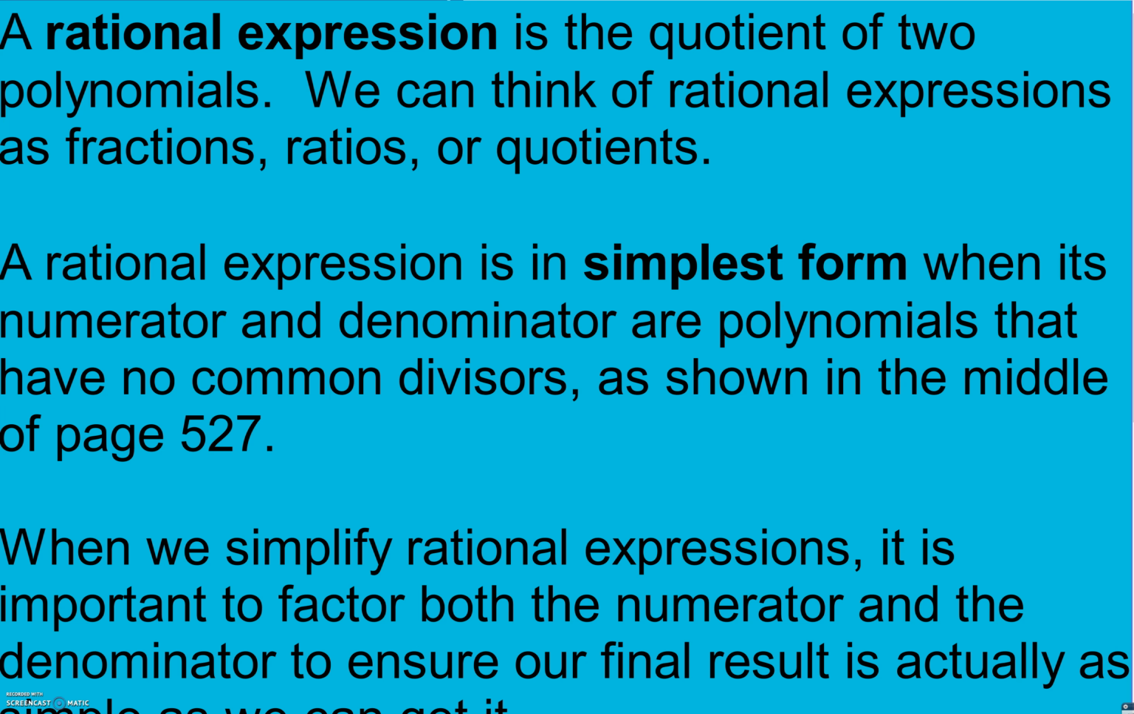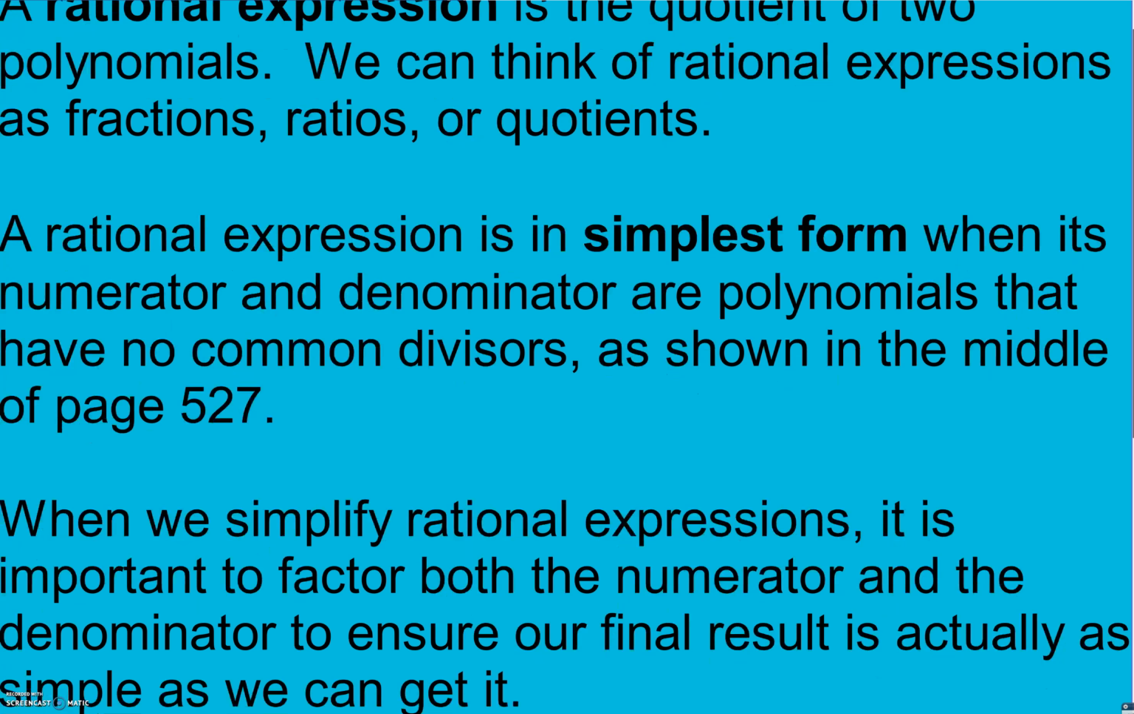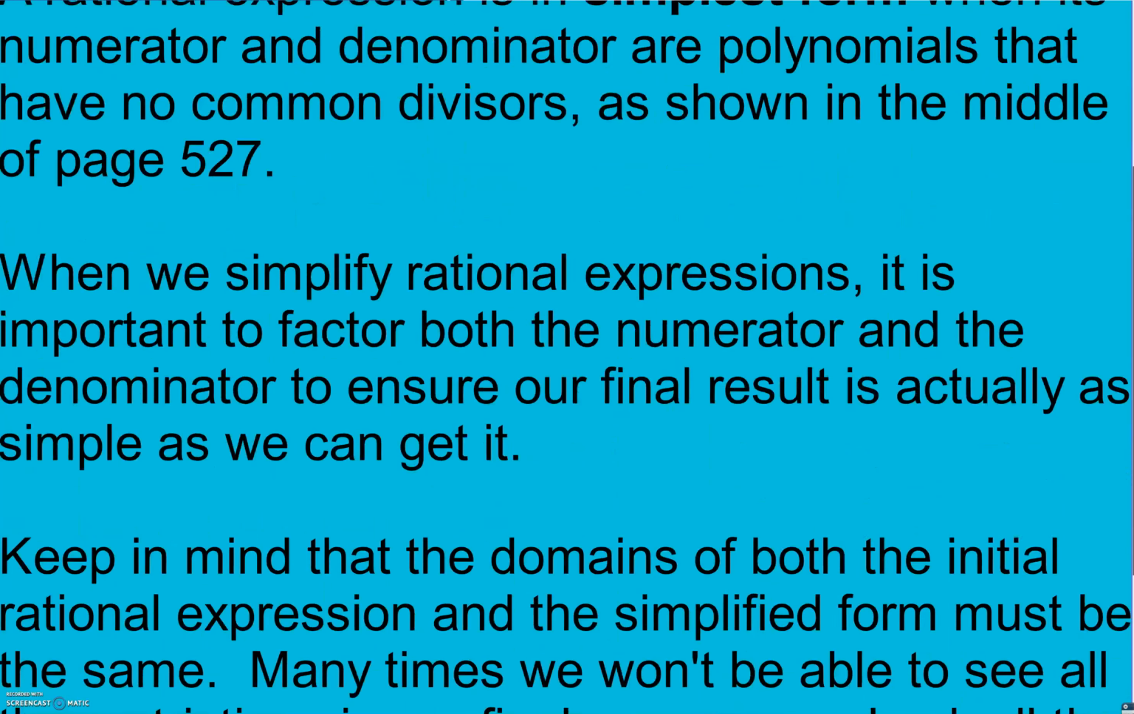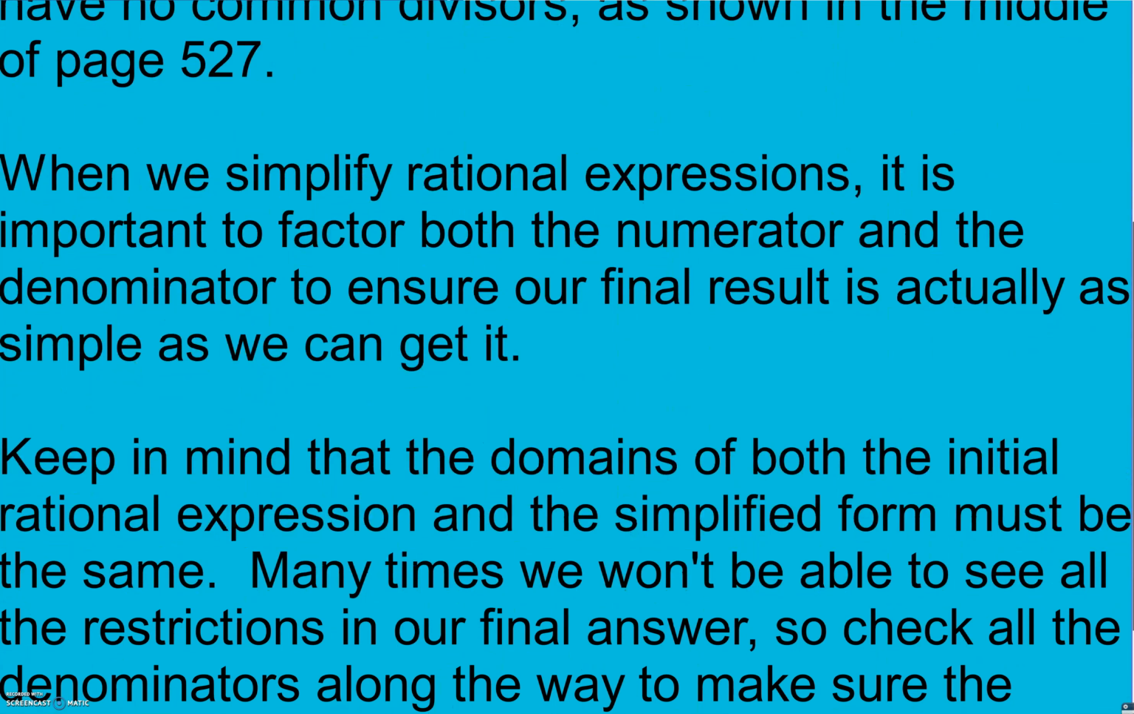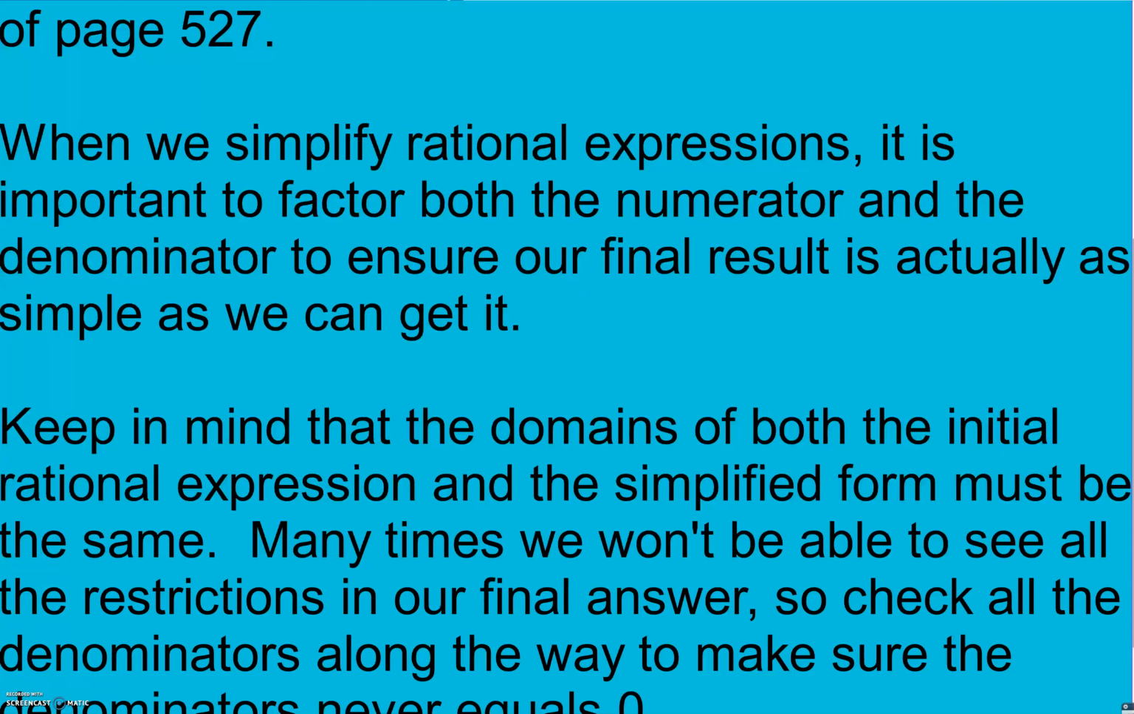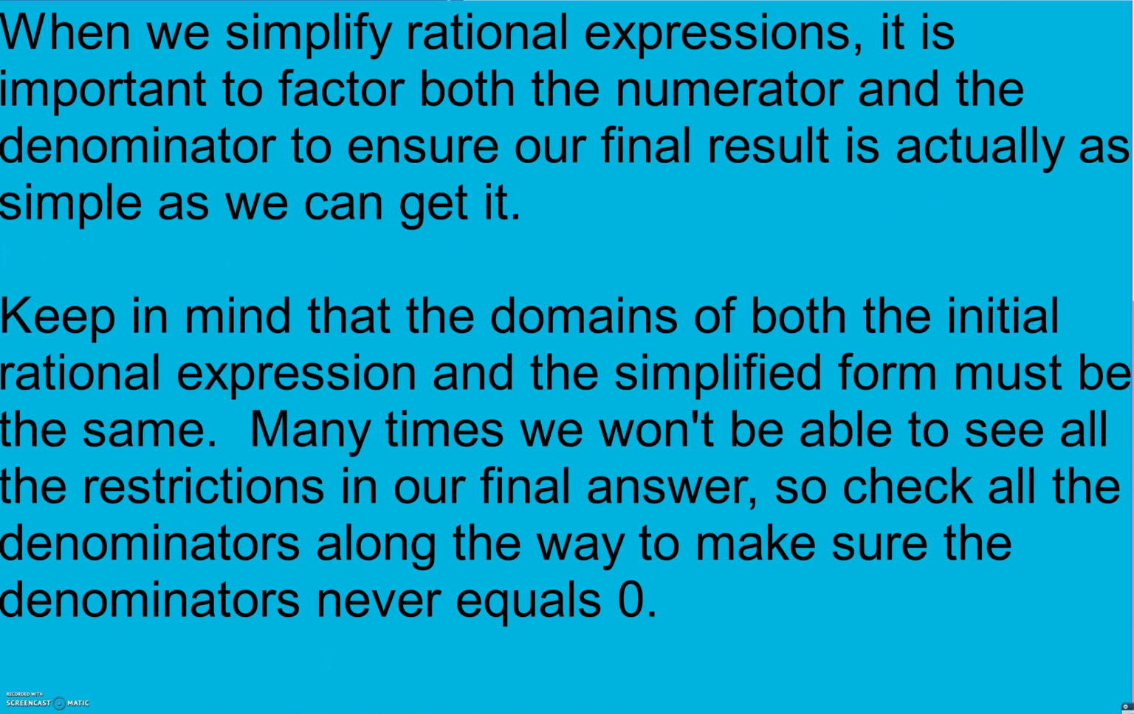When we simplify rational expressions, it's important to factor both the numerator and the denominator to ensure our final result is actually as simple as we can get it. Sometimes when we just look at them, we can't tell that they're not in simplest form until we have our factors. And from our factors, sometimes there's commons that we can divide out.